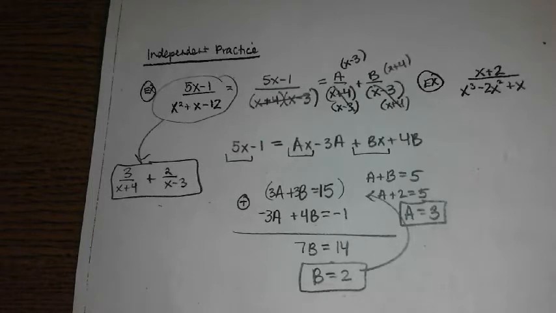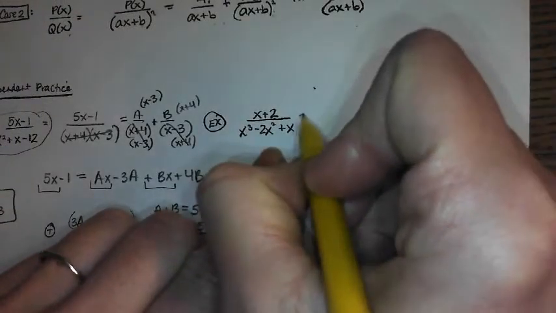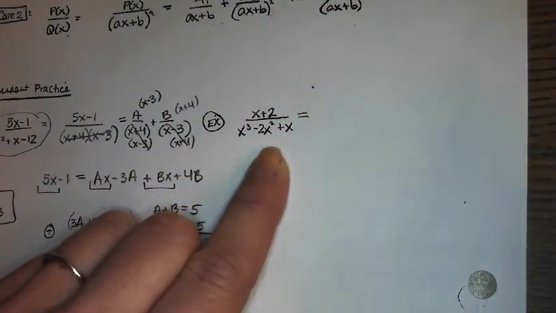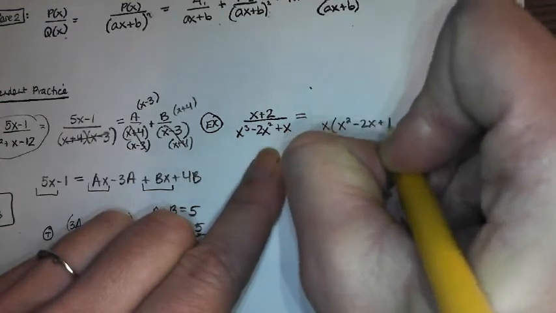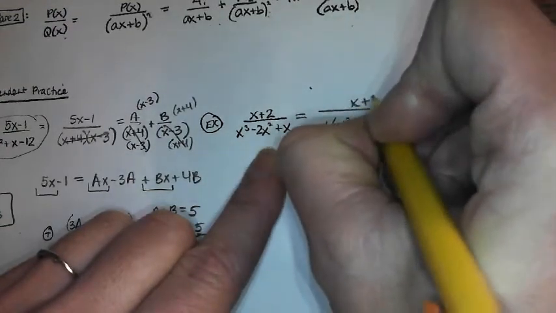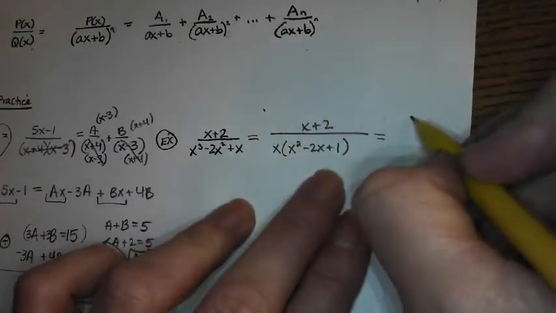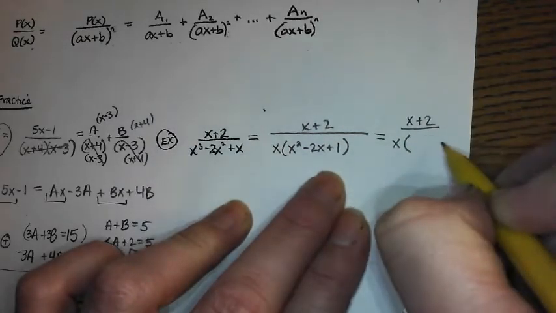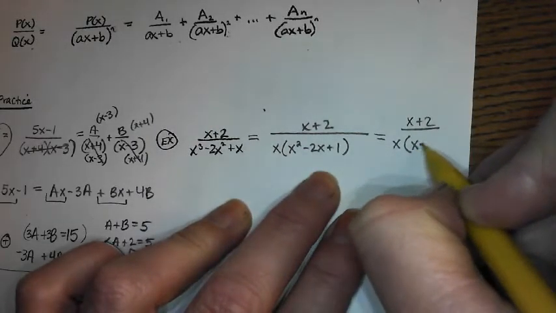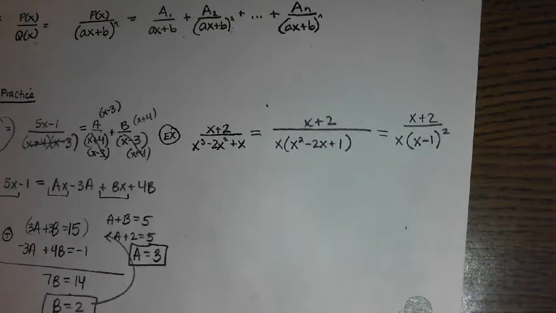All right. Anything else? Let's jump over here. How do we factor that denominator first? Take out an x. And then what do we do to that denominator? Okay, so what does this trinomial become? Okay, x minus 1 times x minus 1, which we're going to write as x minus 1 squared.